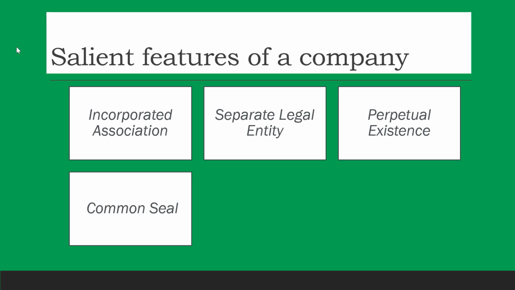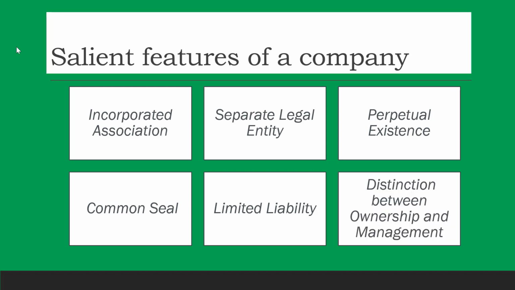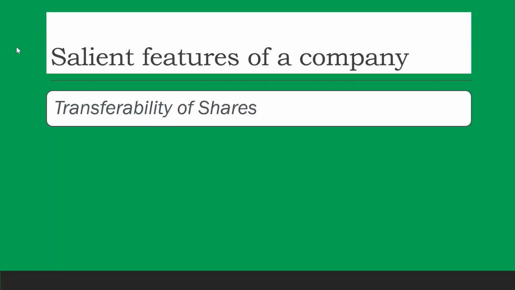Then it has a common seal, where all the documents of the company can be signed by putting a common seal. It becomes a binding contract between the two parties. Then the company has limited liability, which means the shareholders' liability is limited to the extent of the money they have put into the company. If the company becomes bankrupt, the maximum they can lose is the money they put into the company. Then the distinction between ownership and management: the owners are the shareholders, and the management are the agents who do business on behalf of the shareholders.